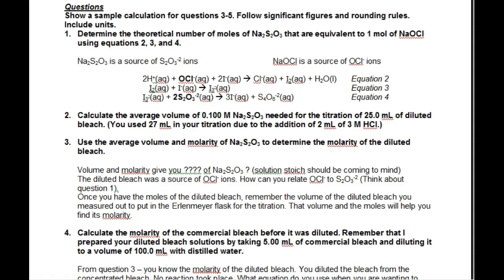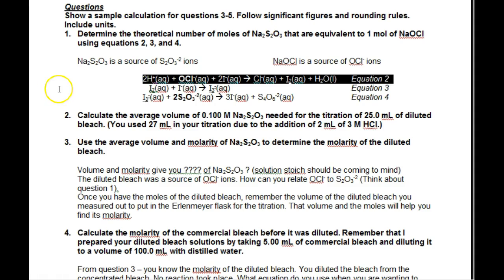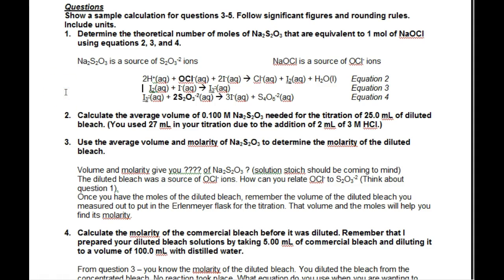What I do want you to keep in mind with this one is that the thiosulfate ions that are present in those equations are coming from the sodium thiosulfate, and it's a 1-to-1 ratio. And then the same thing for the hypochlorite ions. They are a source of ions from the sodium hypochlorite, which is the common ingredient that's active in bleach. So hypochlorite is present in equation 2, and thiosulfate is present in equation 4.